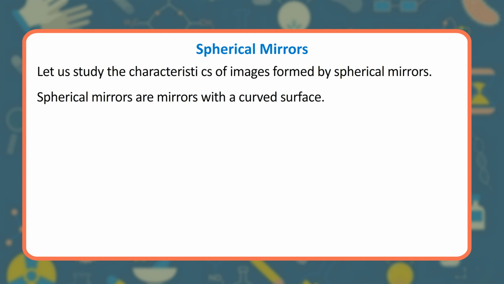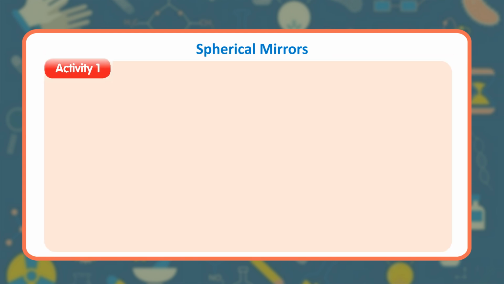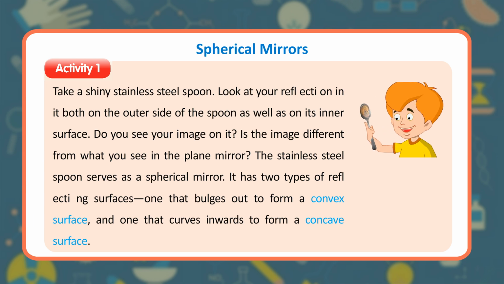Spherical mirrors. Let us study the characteristics of images formed by spherical mirrors. Spherical mirrors are mirrors with a curved surface. Activity. Take a shiny stainless steel spoon. Look at your reflection in it both on the outer side of the spoon as well as on its inner surface. Do you see your image on it? Is the image different from what you see in the plain mirror?